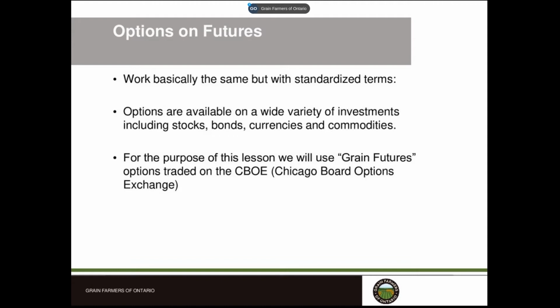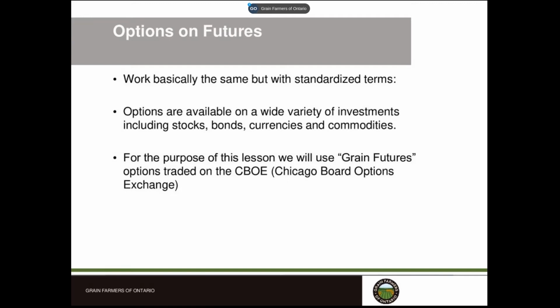So options on futures. They basically work the same as options on anything else. But the beauty of the futures contract is they are standardized terms. So for example, when you buy an option on a wheat contract, what you're buying is an option to buy a futures contract on wheat, which we know is 5,000 bushels. And it trades on the Chicago Board of Trade. And if it's Minneapolis, they can trade there as well. And it'll be spring wheat if it's trading on Minneapolis.